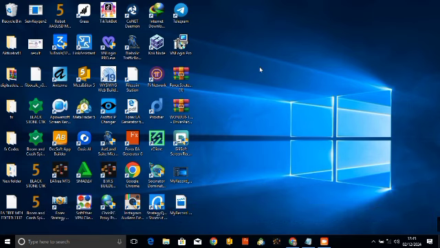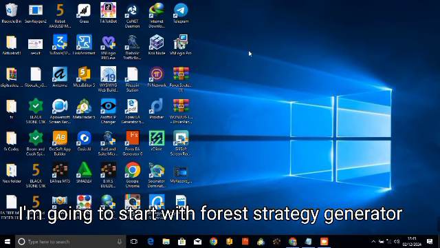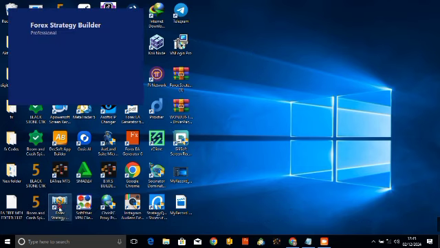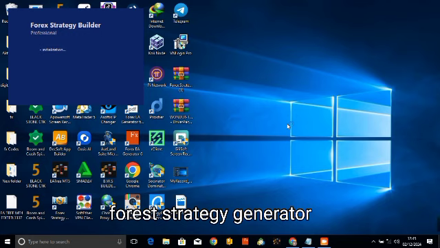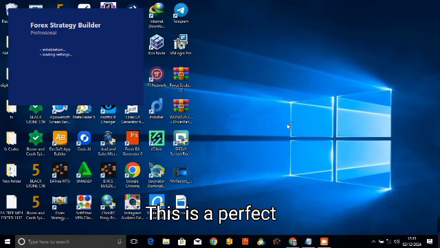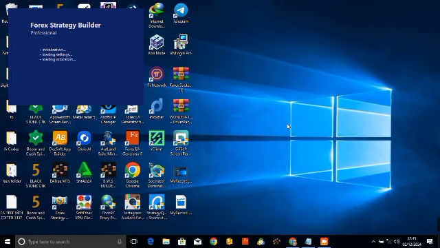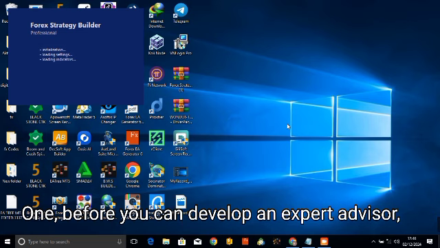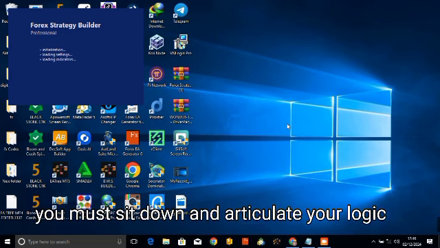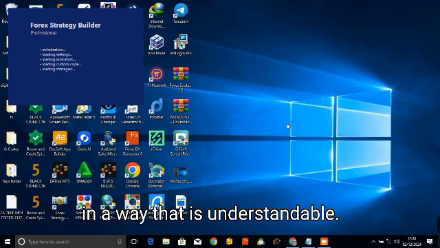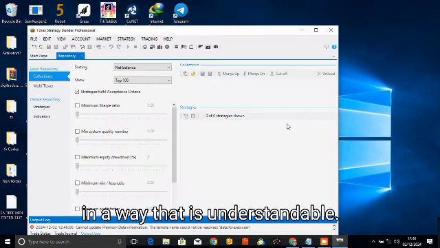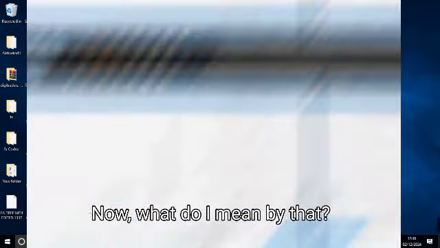The first one, I'm going to start with Forex Strategy Generator. This is a perfect software that will generate any type of logic for you. Before you can develop an expert advisor, you must sit down and articulate your logic in a way that is understandable. Now, what do I mean by that?